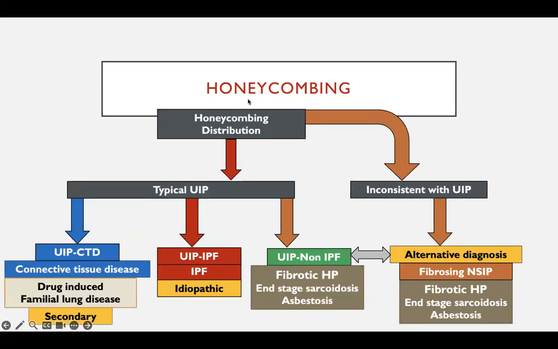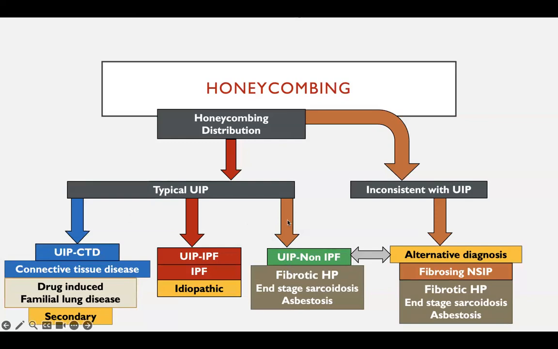Have honeycombing, we have to check the distribution of the honeycombing. This algorithm we will mention in detail tomorrow at the end of part 2, but here I will go through it to give you an idea how it will work at the end. When you have honeycombing, check the distribution. If the distribution is typical, which means more lower lobar, peripheral, so you have 3 possibilities.